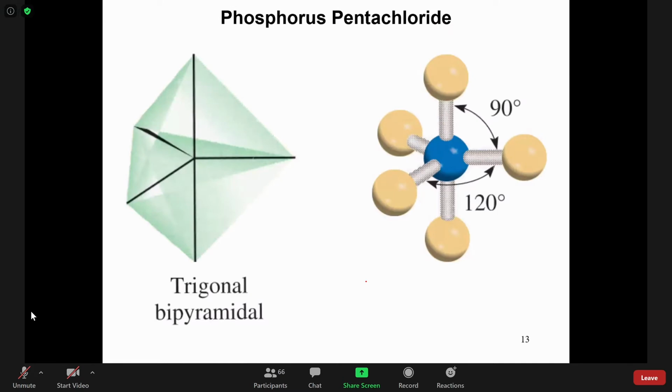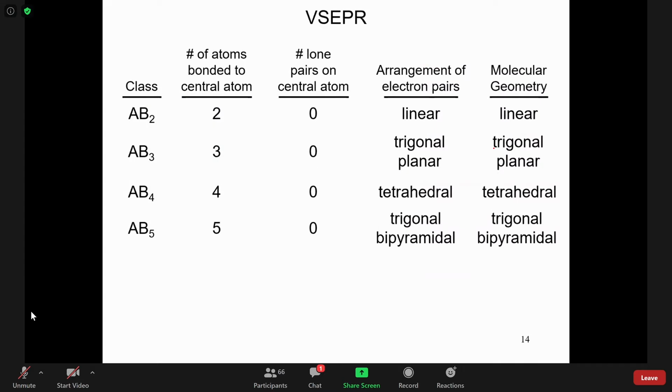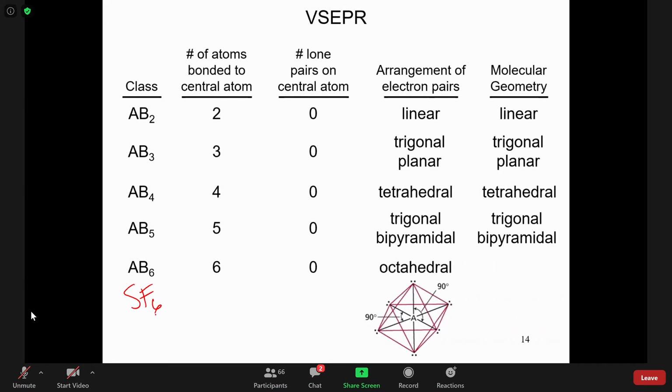So here you see it again, a little more clearly for those bond angles, right? The 90 and the 120. And that's what's going to minimize repulsion. Again, remember, this is all about minimizing repulsion. AB6. Okay, this is something we also just saw a short time ago, something like SF6. 6 atoms bonded to the central atom. Octahedral geometry. Notice all bond angles are 90 degrees.